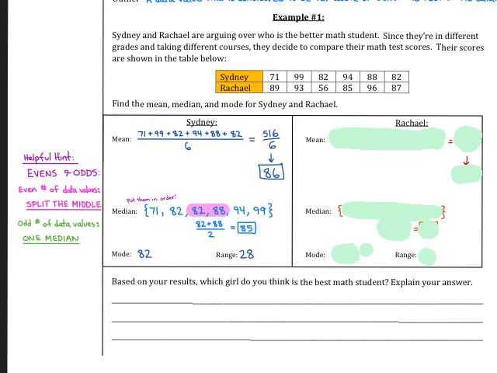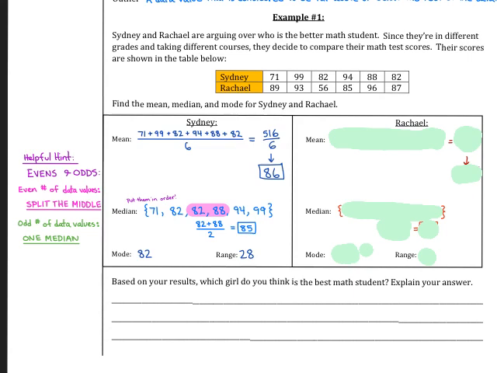So here's what I want you to do. Pause the video, and try to find the mean, median, mode, and range for Rachel in the second row. Remember, that's all the values from the second row of this table up here. Then do it on your own. Pause the video, come back. I'll give you a second to do that, and then see if you got all those answers right.